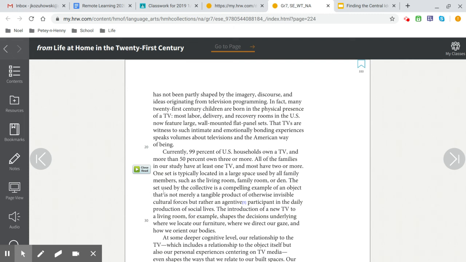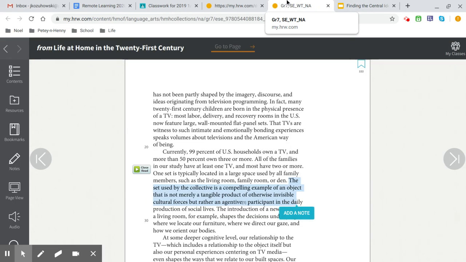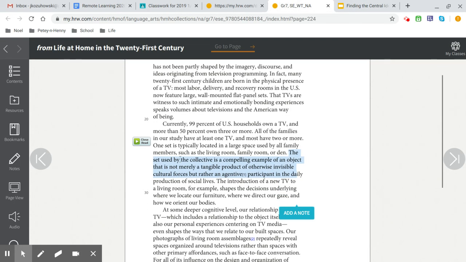How the set is in the center and it affects by being an active object. That's what this sentence means right here. Okay, so cause and effect. And then supporting details. So again, what comes up again and again, but is not the central idea? What comes up again and again is how many TVs we have and where we put our TVs in the room. Okay. And so where we locate our furniture and how we orient.